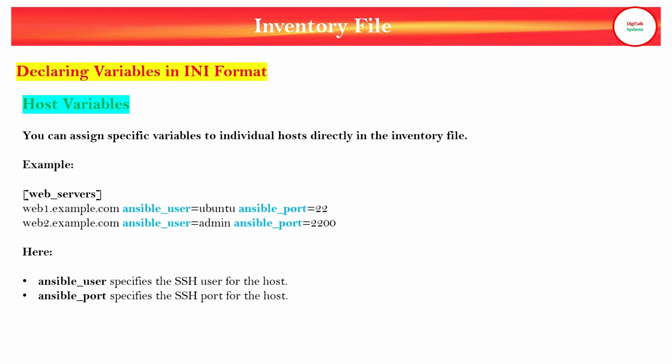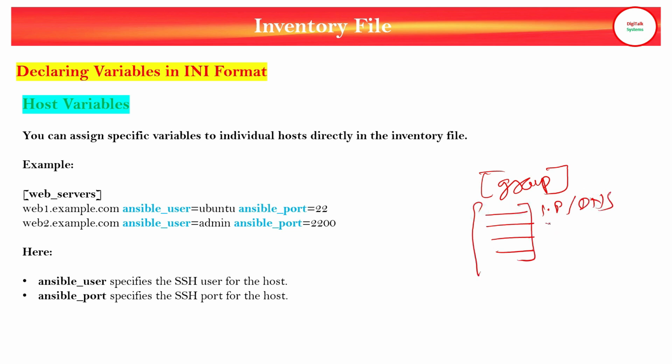Now when we create the inventory file, what we have learned is that we define a group name and then we define the different hosts, either IP address or DNS. Along with the IP and DNS that we define in a group in the inventory file, we can pass certain arguments or variables as well. Now, what are the different variables that you will see?